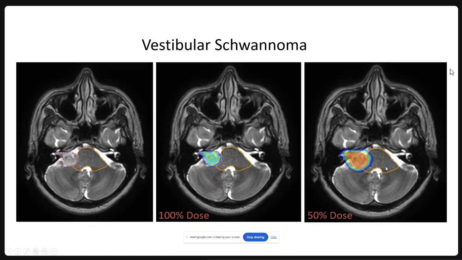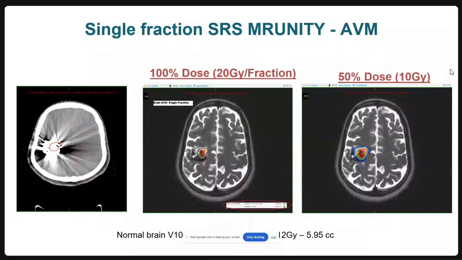So in that case, we can really preserve the patient's hearing capability, at the same time deliver the dose, and you don't have to give a margin in that area. So you can really do a very good plan on this. So that's definitely a big advantage.